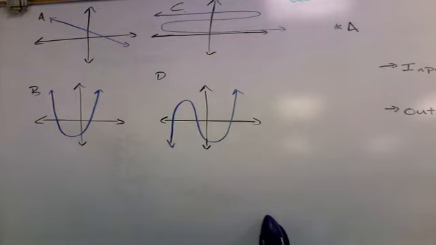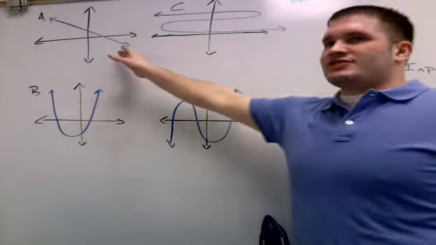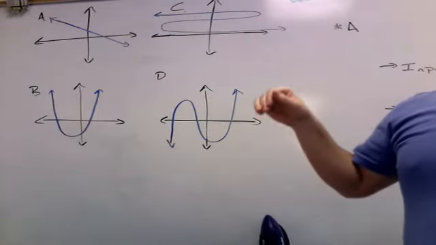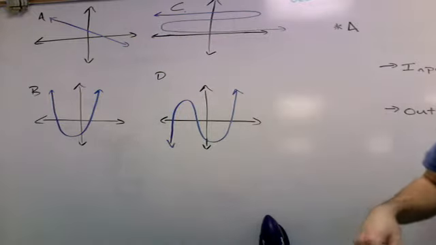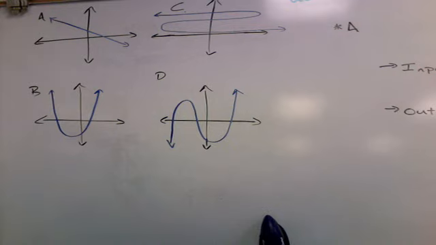To get us started, we're going to talk about these four graphs, A, B, C, and D. The graphs are in blue. You don't need to draw them. We're just going to talk about them, so don't worry about drawing them.